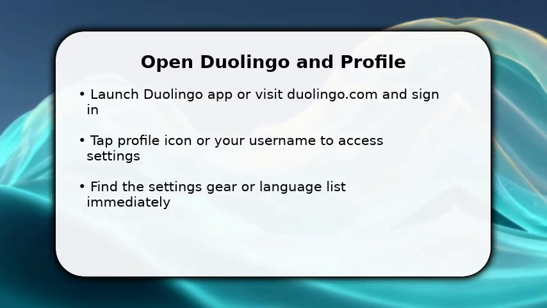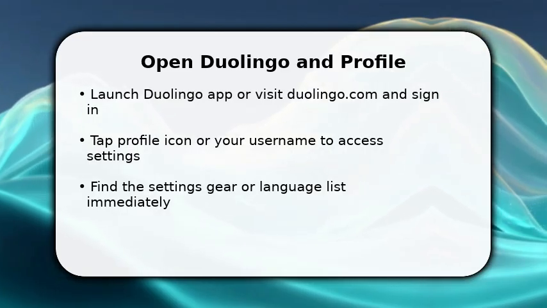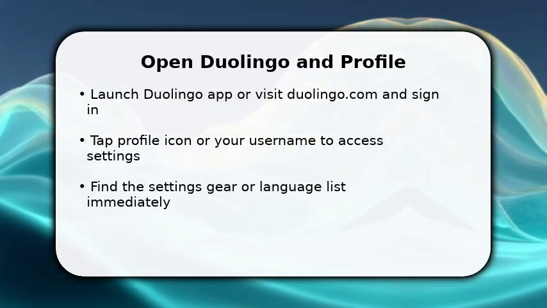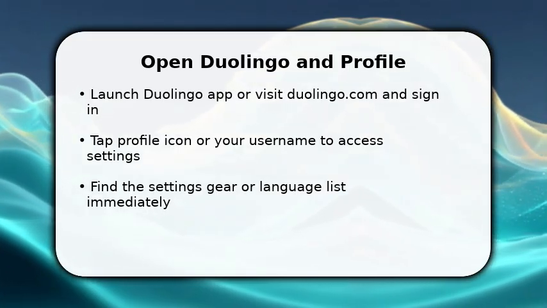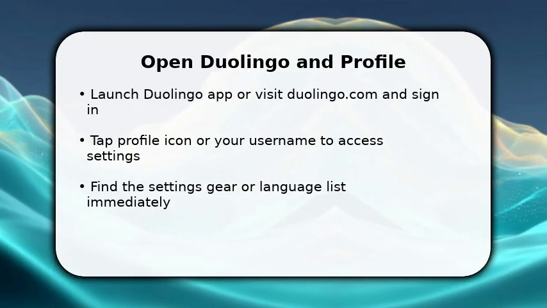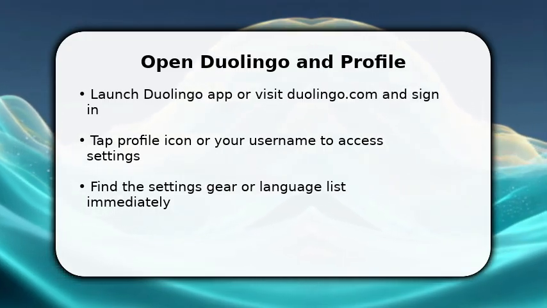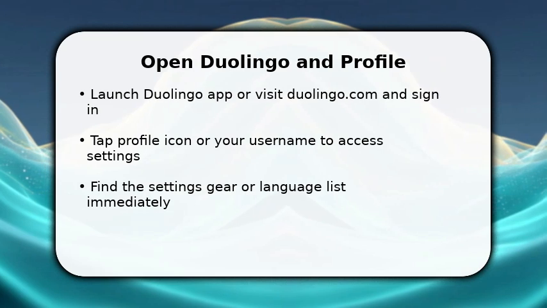Once in settings, scroll to the languages or learning language section. This is where Duolingo stores your active language. Begin here because changing languages affects course recommendations and streaks. By doing this first, you prevent accidental data loss and keep your learning path neat.